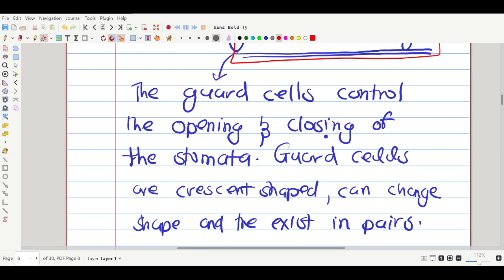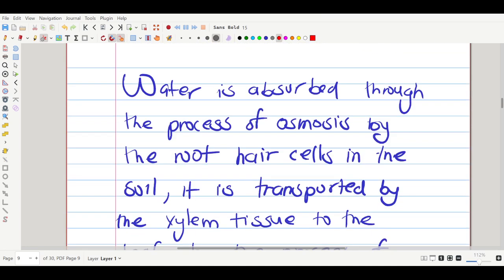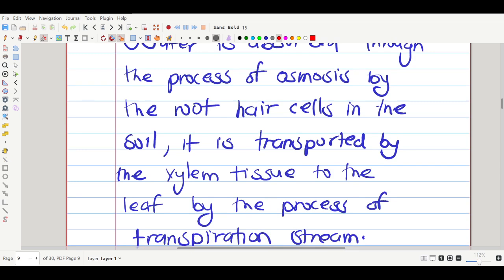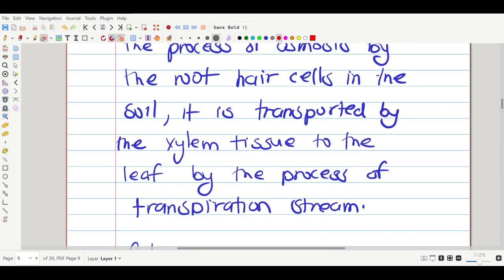Photosynthesis, we've just been talking about gaseous exchange. Let's talk about water. Since water is a reactant in this process, where do the plants get water? Well, water is absorbed through the process of osmosis by the root hair cells in the soil. It is transported by the xylem tissue or the xylem vessel to the leaf by the process of transpiration stream.